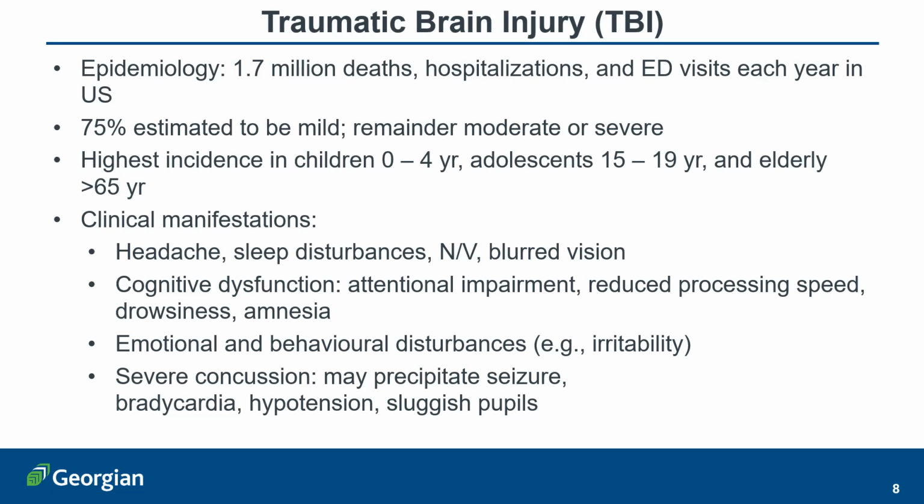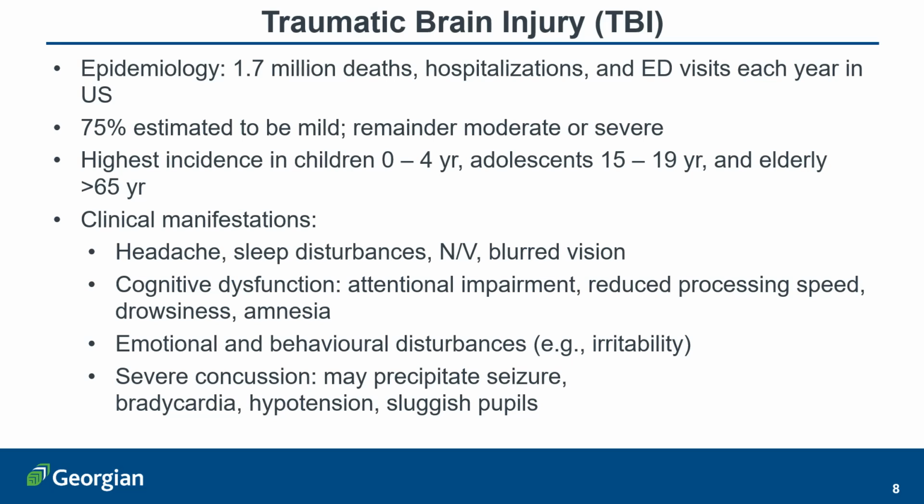The clinical manifestations of a traumatic brain injury are again all due to, or most of them are due to, an increase in the intracranial pressure. So we have headaches, sleep disturbances, nausea and vomiting, blurred vision due to the lateralizing CNS signs. In addition, you can have cognitive dysfunctions if the frontal lobe is affected, attentional impairment, or if it is a milder form of a traumatic brain injury, attentional impairment, reduced thinking and processing speeds, drowsiness, all the way to amnesia.